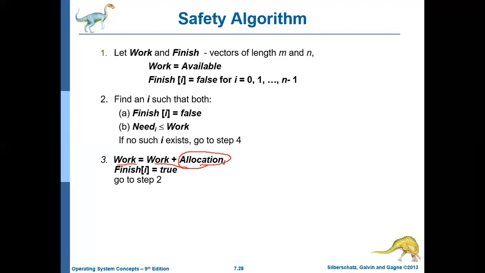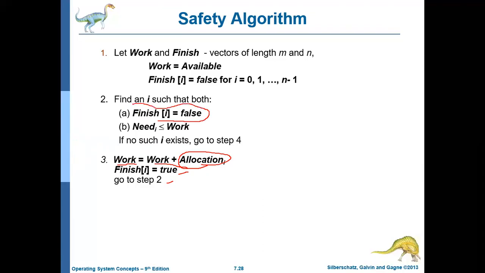Okay, because previously you gave that many resources, and using those resources, the process Pi has completed its task. So now the particular process I has finished. So finish of I is equal to true, and again go to step 2. Keep on repeating this. How long will this repeat? Until all finish of I becomes true.